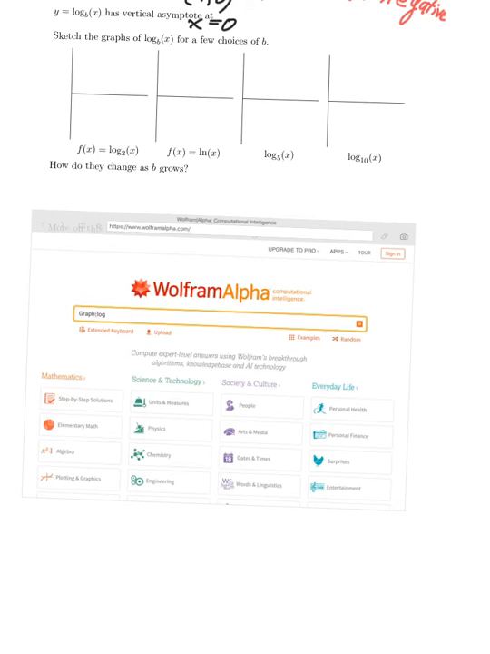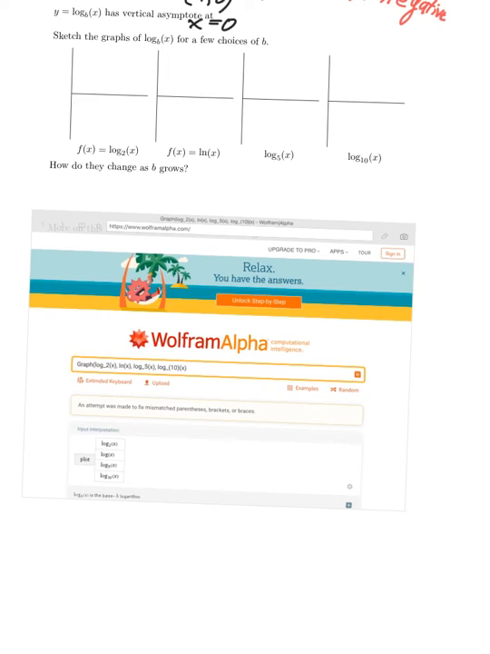I will graph log base 2 of x. And you know what? I'm going to do something weird here. I'm going to pause. All right, we're back. Cool. So I want to sketch the graph of log base 2 of x, log base e of x, so ln of x, log base 5 of x, and log base 10 of x.